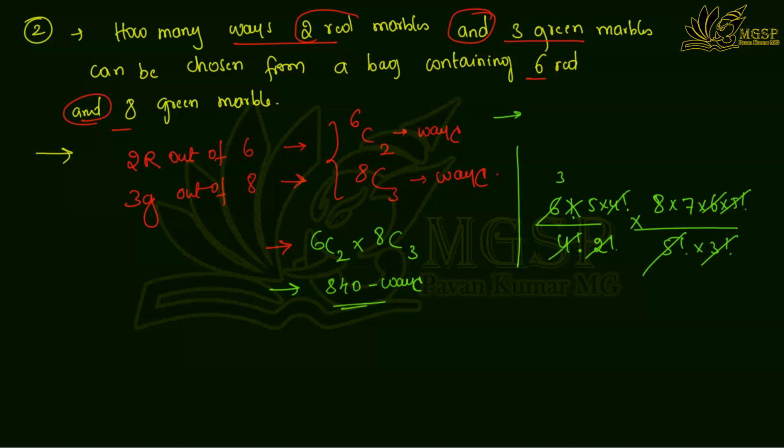Okay, let's check. 3 into 5 into 8 into 7. Yes, 840 ways you are going to get.